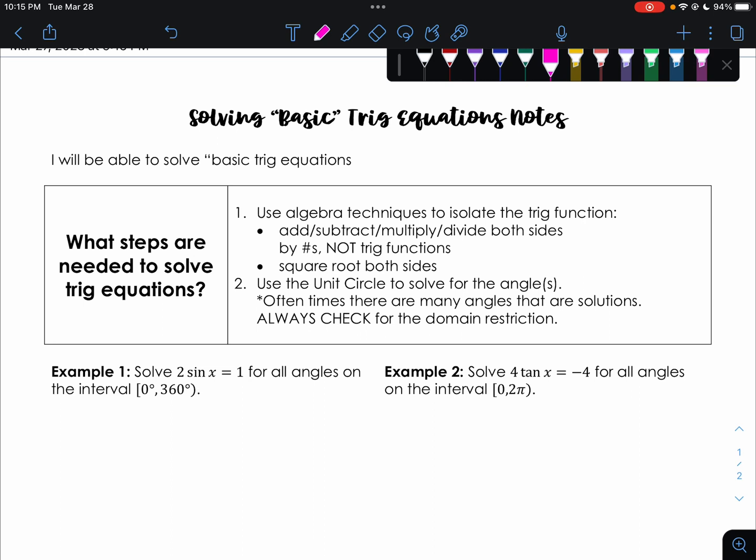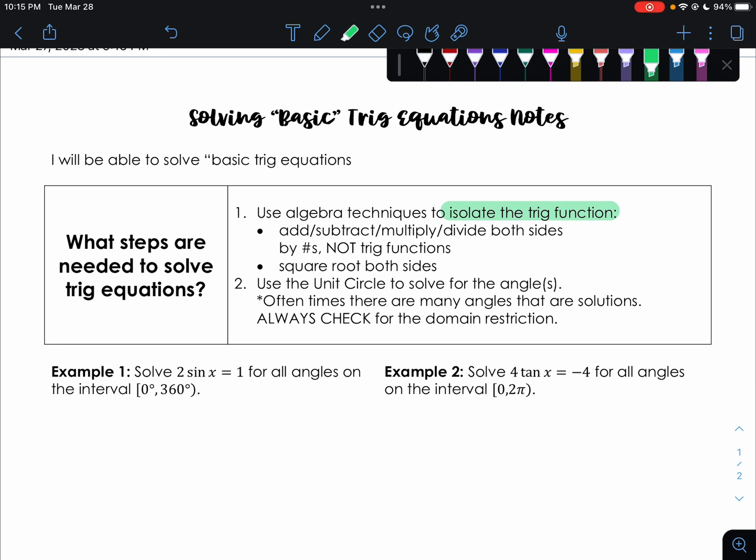Well, we're going to use algebra techniques to isolate the trig function. The most important part is to isolate the trig function. Get the trig function by itself. So to do that, we're going to add, subtract, multiply, and divide both sides by numbers, not by trig functions. We never want to multiply or divide by a trig function at all.